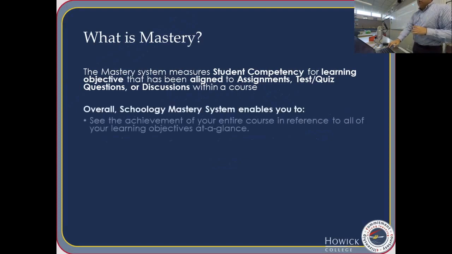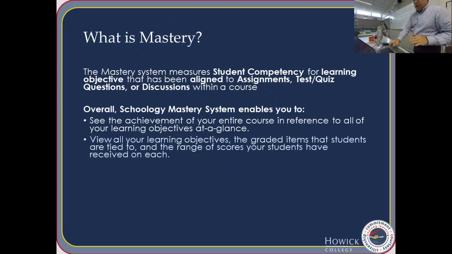The benefit of using mastery is that you can see the achievement throughout the entire course. You can look at all your learning objectives in one go and see whether your student is performing well throughout all of them or just certain parts, and then you can tell them, hey, in some learning objectives you're not doing really well. These are the things you might need to improve for the exam. Another thing you can do is view all your learning objective graded items.